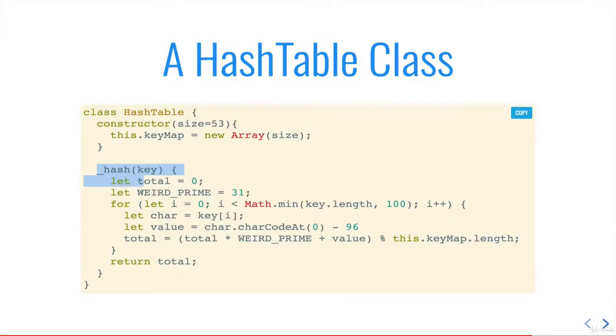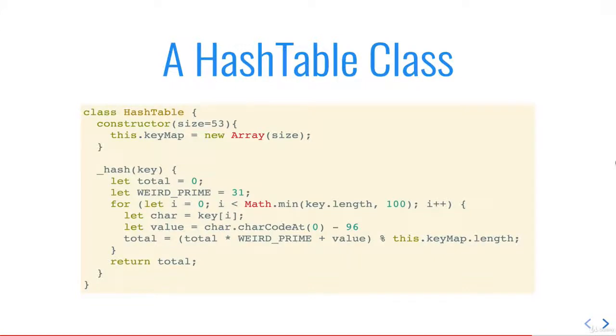Then I just copied over the hash function. I changed it slightly because now we don't have to pass in the size of the hash table because it's in a class, so we can access keyMap. And you can see here, we're modding by this.keyMap.length. So here's the hash function. We will be adding methods like set and get, which will then be calling _hash, passing in a key, and getting a value.